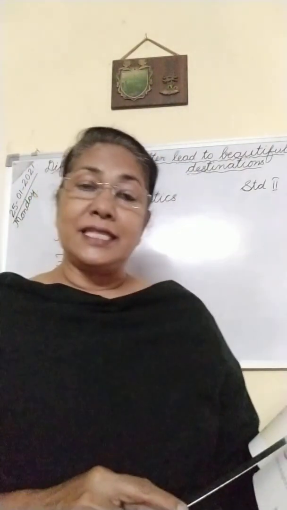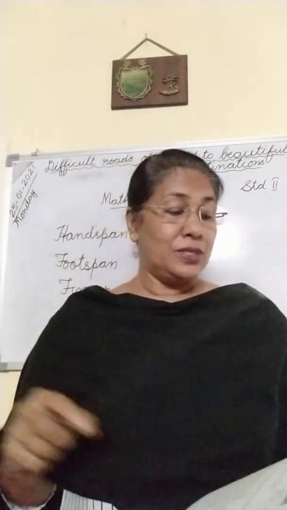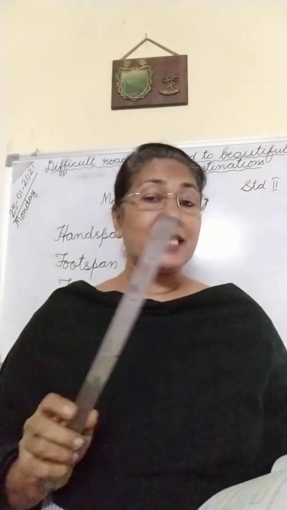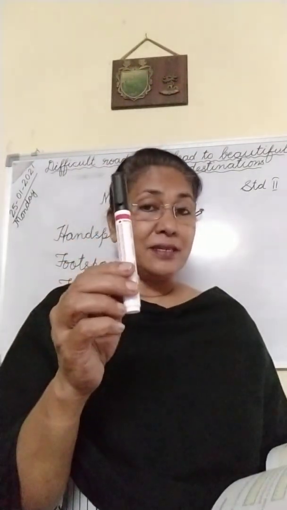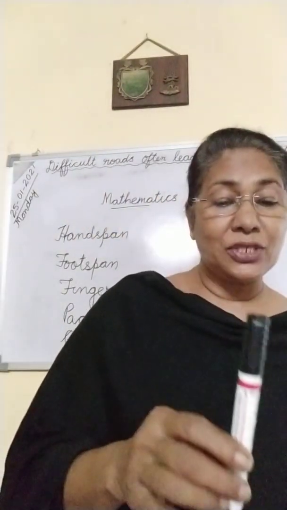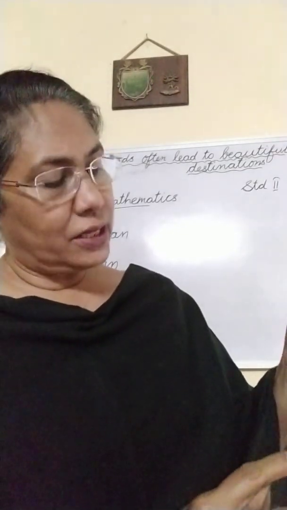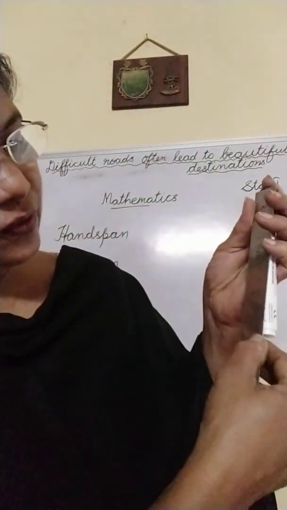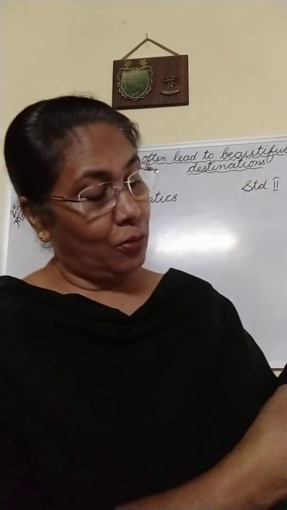Smaller length means which is not very big, not very huge. Smaller lengths are measured in centimeters. Now I want to measure this pen. This can be measured in centimeters. I can take the scale and measure it. When you measure it, how many centimeters can you find? Yes, it is 13 centimeters.